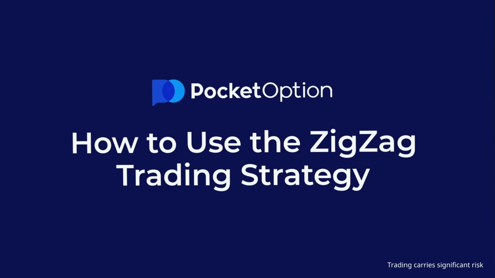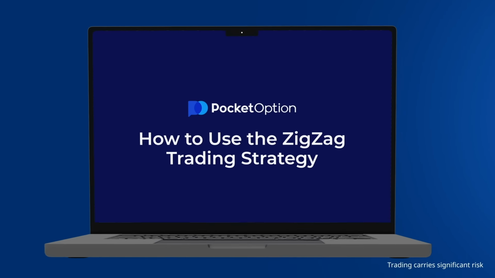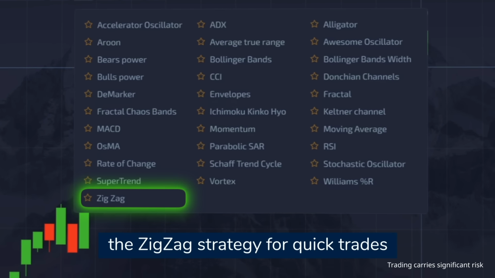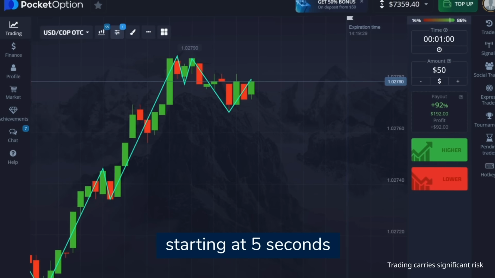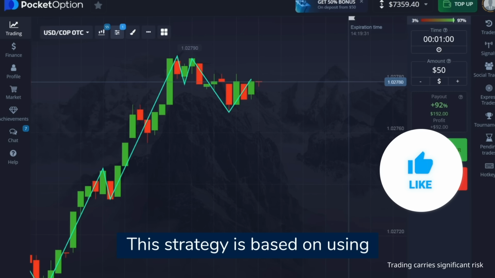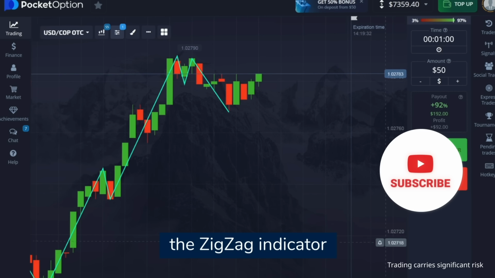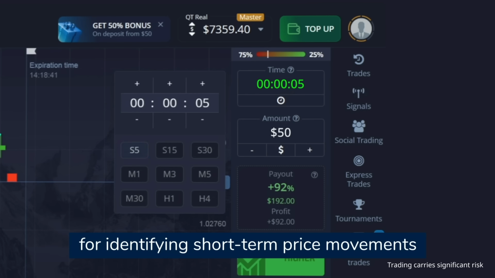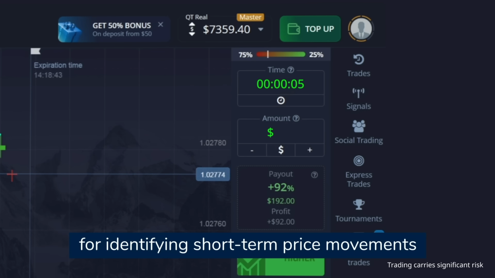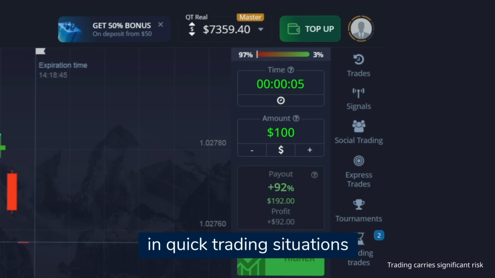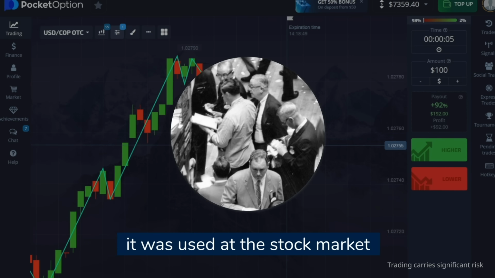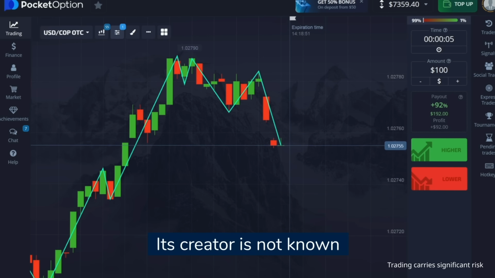How to use the ZigZag trading strategy. Today we'll show you how to use the ZigZag strategy for quick trades starting at 5 seconds. This strategy is based on using the ZigZag indicator. ZigZag is particularly useful for identifying short-term price movements in quick trading situations. This is one of the earliest indicators. It was used at the stock market. Its creator is not known.